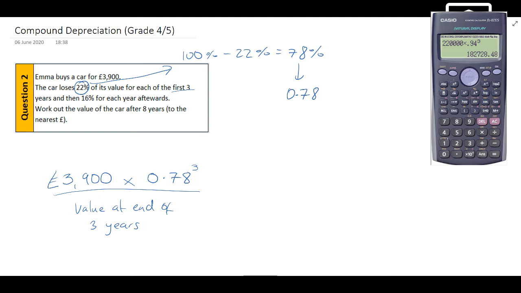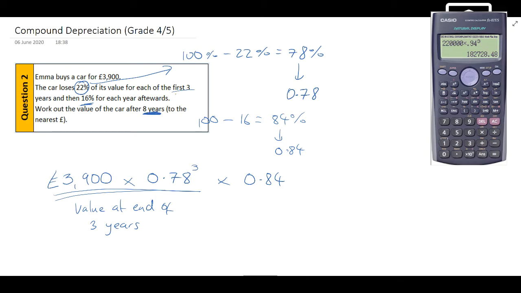Now whatever that value is at the end of 3 years, to find out what that is worth at the end of the 4th year, we're going to multiply that by 100 take away 16, which gives you 84%. This here as a decimal is 0.84. So the value at the end of the 3 years, if I multiply it by 0.84, that will tell me how much it is worth at the end of the 4th year. And then we keep doing that until we find out the total at the end of the 8th year.